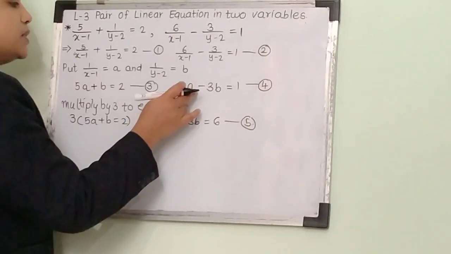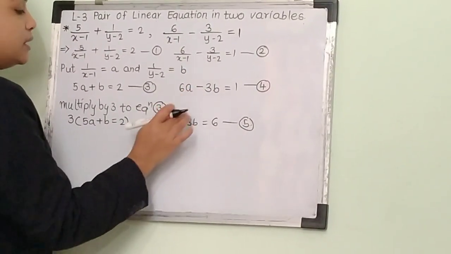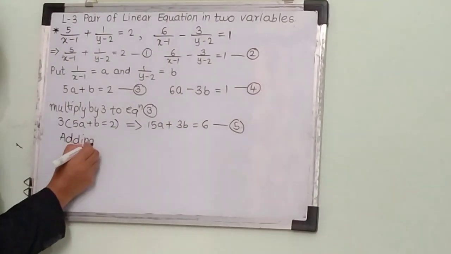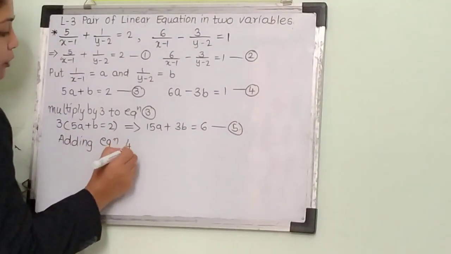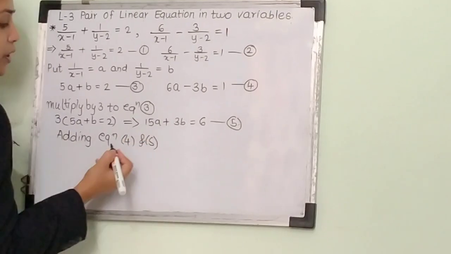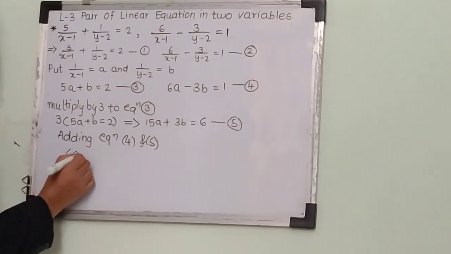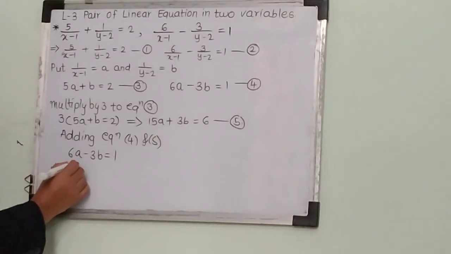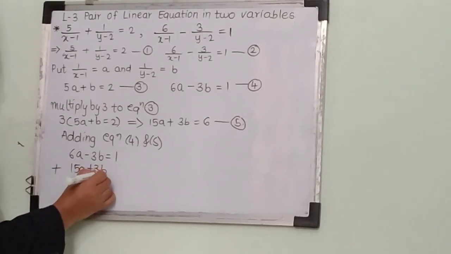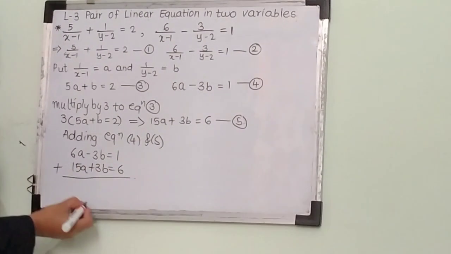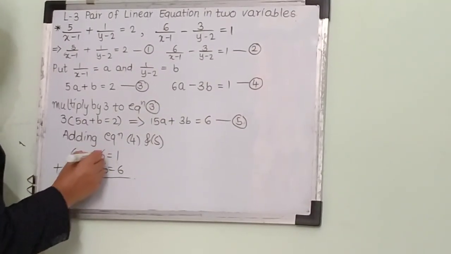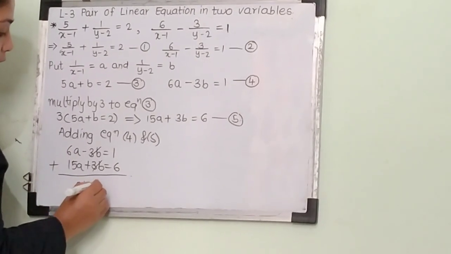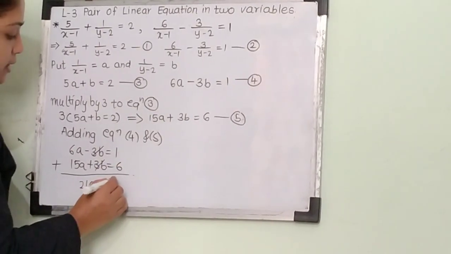So when there are opposite signs of equal coefficients, then we have to add the equations. So adding equation 4 and 5. So we get here 6a minus 3b equals to 1. Addition means plus 15a plus 3b equals to 6. So here 3b will get cancelled. 15 plus 6, that is 21a, equals to 1 plus 6, that is 7.